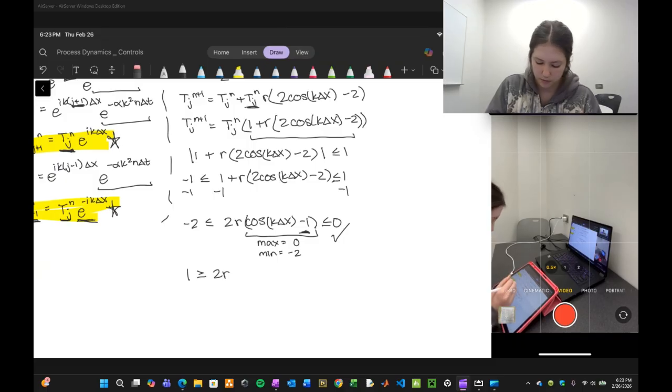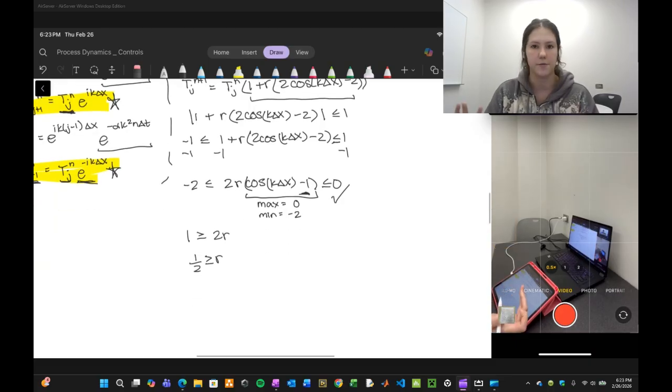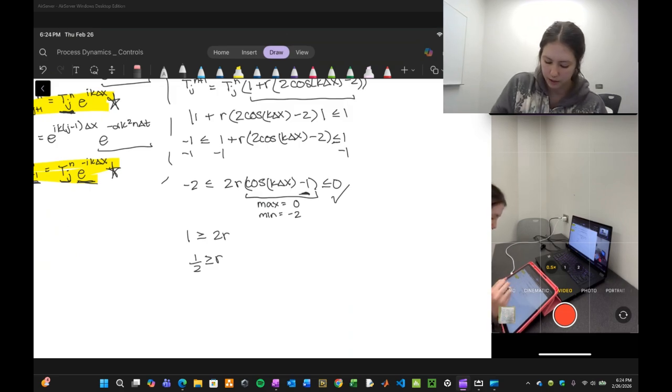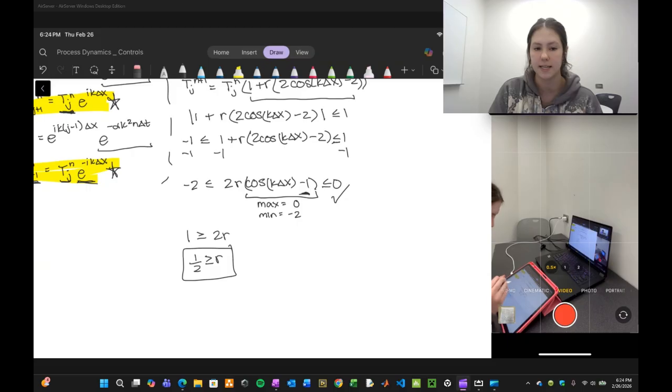And so if you divide everything by 2, 1/2 has to be greater than or equal to r. So this is why if r is greater than 0.5, if it even goes to 0.501, the system will become incredibly unstable because r cannot exceed 1/2. It must be less than.